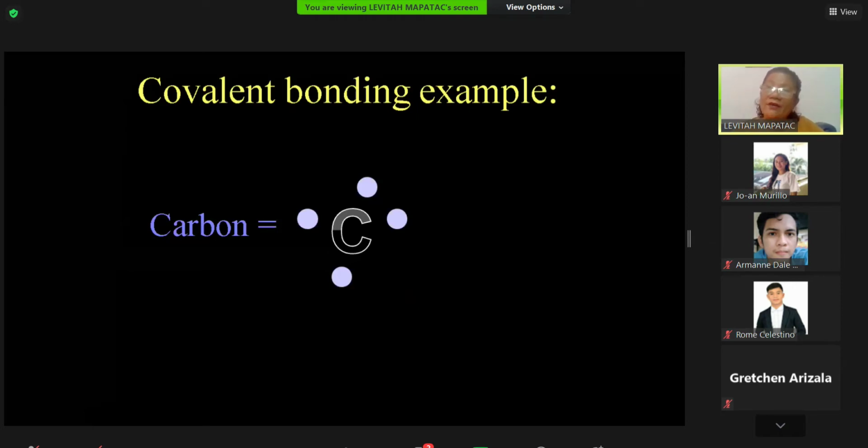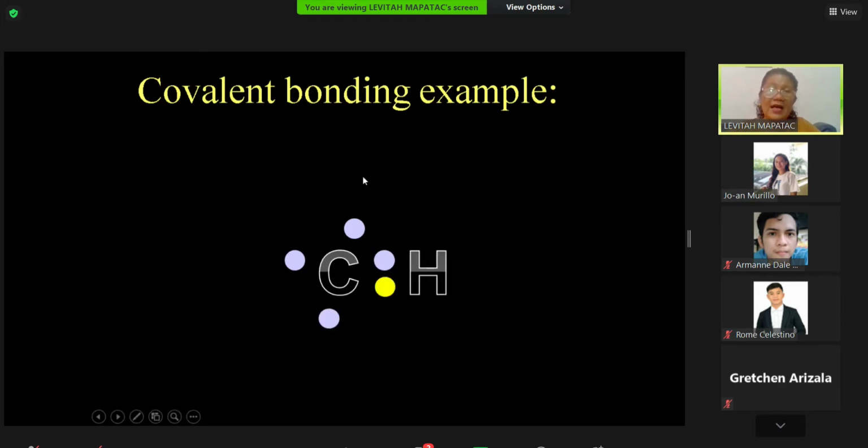Okay. Hydrogen is the exception: the maximum is only two electrons, not an octet, because hydrogen only has two electrons. So what will happen in CH4? There will be 4 hydrogen. So what happened? It will be shared. One hydrogen, one hydrogen, one hydrogen.